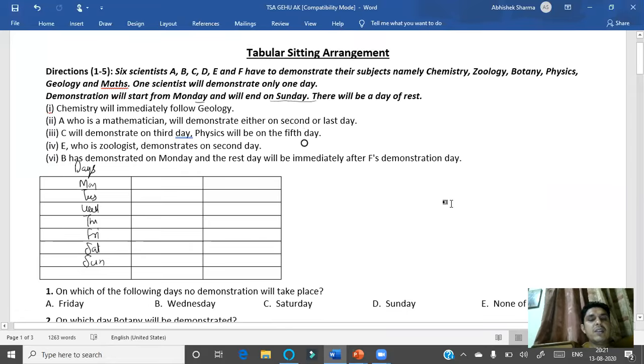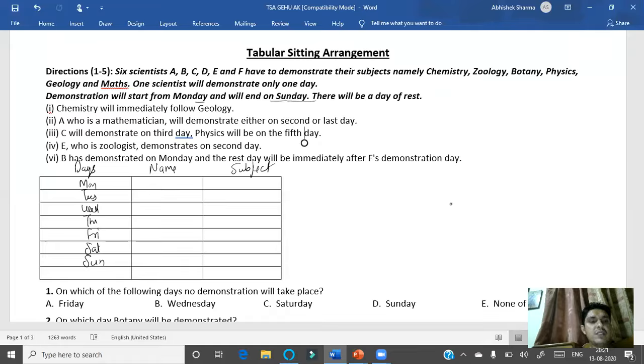Like for example, here in the question you are given the names of days, thereafter the names of the scientists, so you have made the next column as name, and their subjects, which they are demonstrating, so you have made three columns, right? Thereafter you have to read these statements one by one and start filling in the table. It is not obvious that you will start filling in the table from the first statement. No. Wherever you find any data that you can put into the table, just start putting it into the table, right?